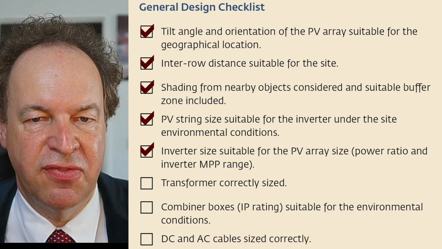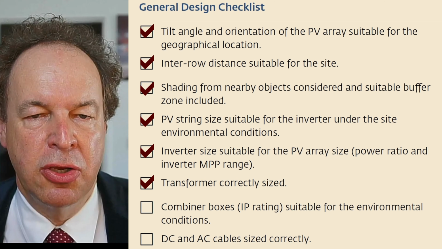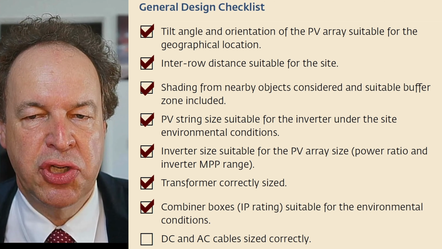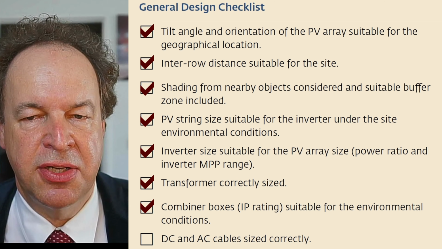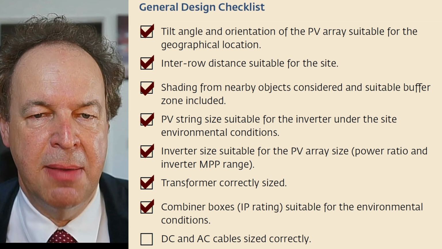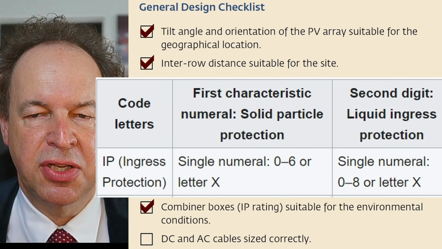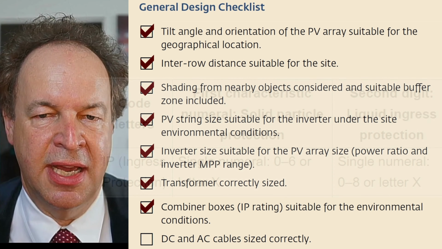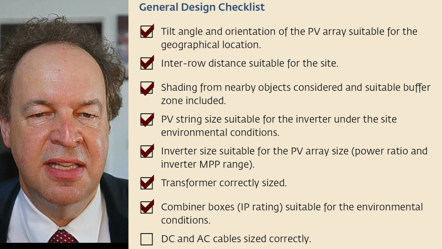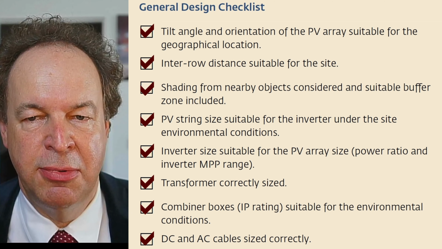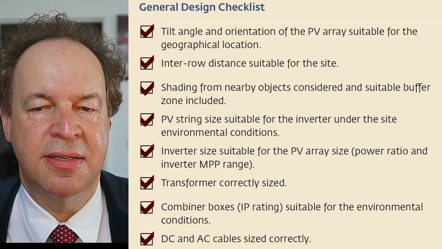As I mentioned before, the transformer has to be correctly sized. Combiner boxes: you have to make sure that no humidity enters and no dust enters. So there's the IP rating, for example, IP68 or something like this. This makes quite sure that no rain and no dust can come in. The DC and the AC cables are sized correctly. We did this already in the exercises.